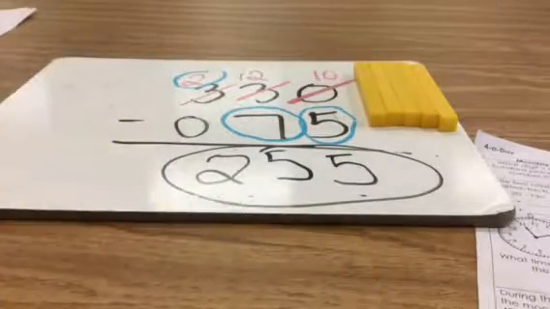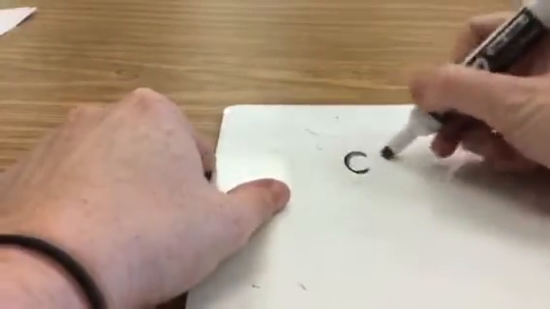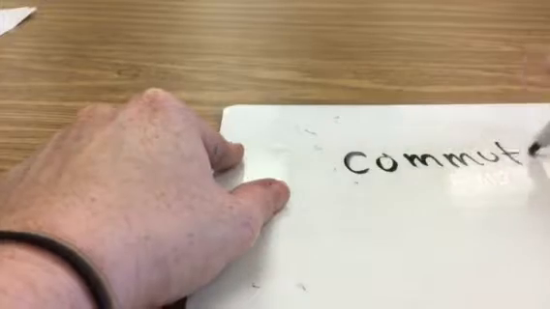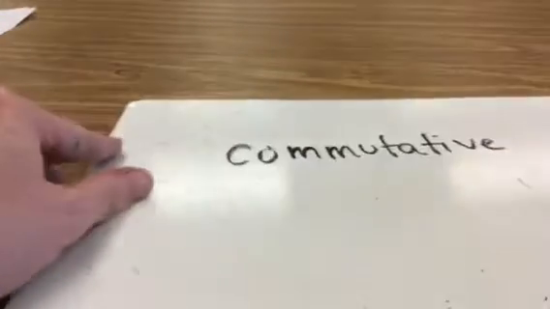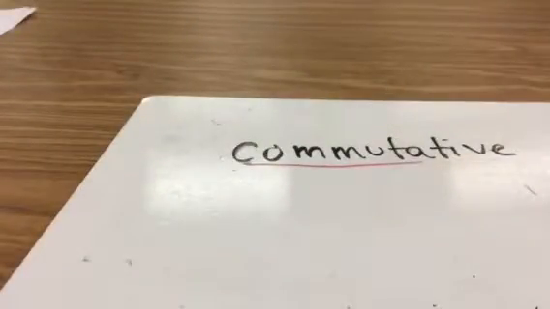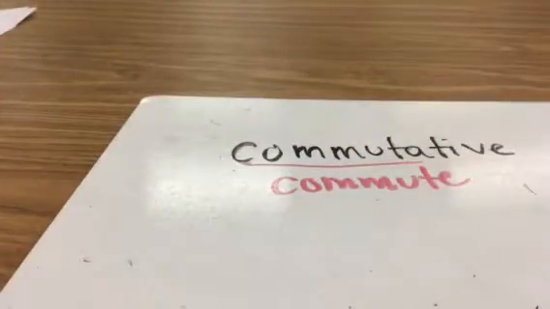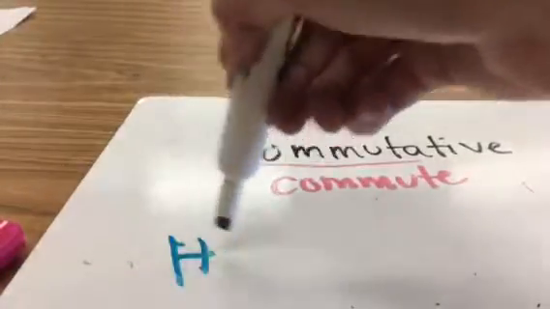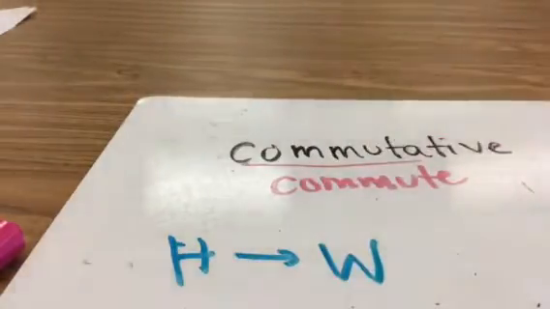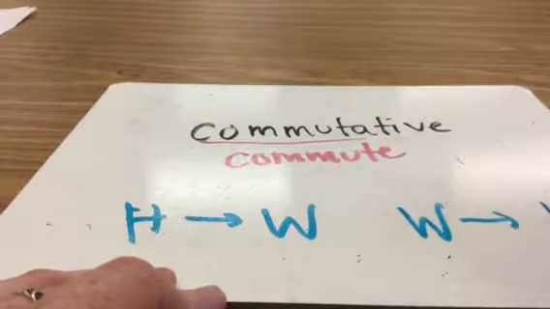Okay, the third problem deals with the commutative property of addition. So commute, your parents commute to work. If they drive to work, they are commuting. So commutative is similar to that. Okay, the word commute is my base word. And if I commute, that means I go to and from. So I go from home and I go to work. And then at the end of the day, I go the opposite way. I go from work to home.